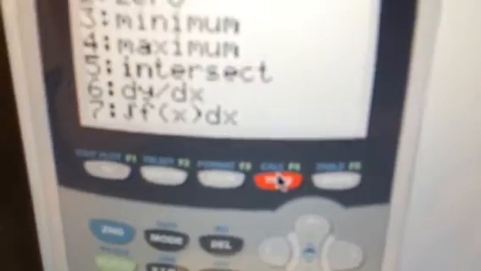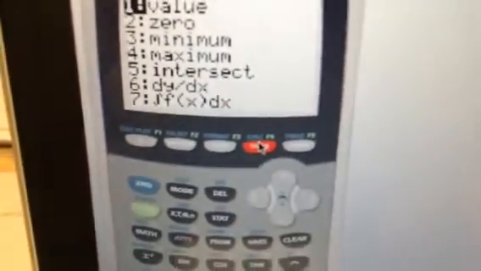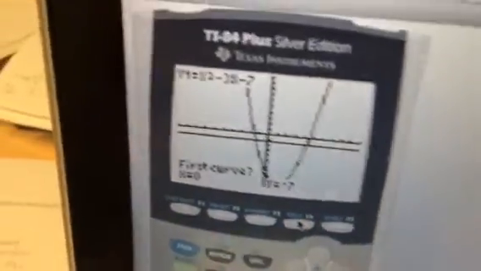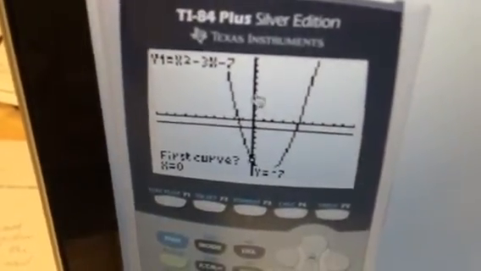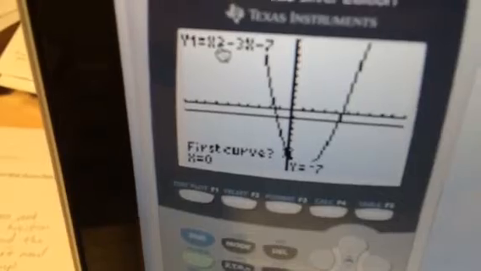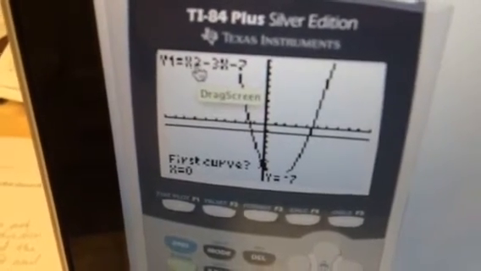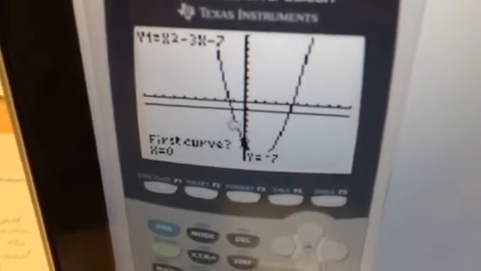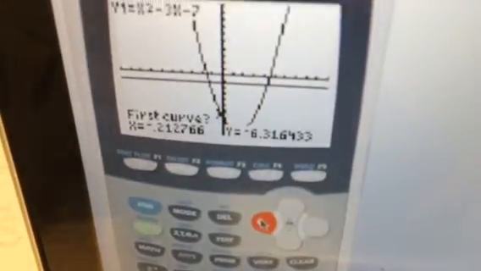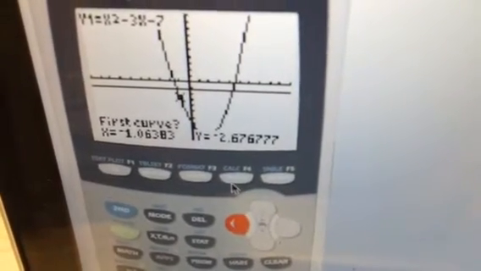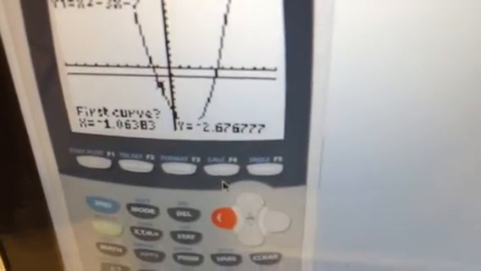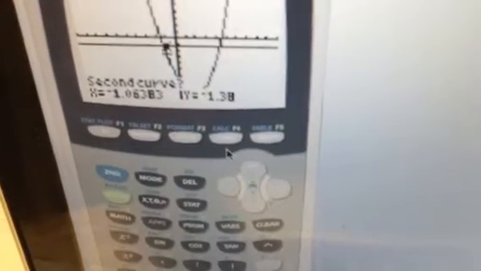Second, calculate. Option 5 says intersect, and it says, hey, are you on the first curve? It doesn't really matter. Sure. It says up here I'm on y equals x squared minus 3x minus 7. That could be my first curve. I want to find this intersection point, so I am going to use my arrow key for a minute just to move a little closer so it doesn't get confused which intersection point. Okay, so first curve, yes, that works.